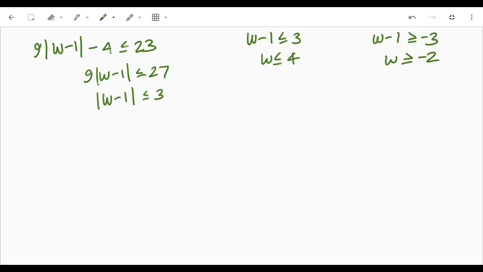Get your number line. -2, +4. Filled in circles. We are less than 4 and greater than -2, so we're in between there. Okay, so that is going to be an and for your final answer.